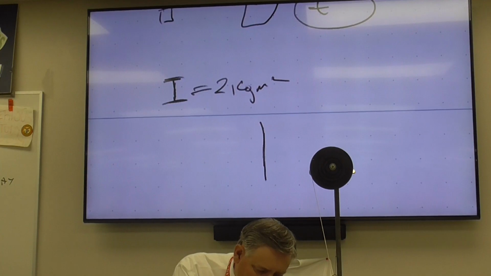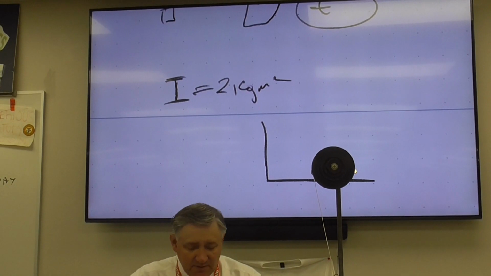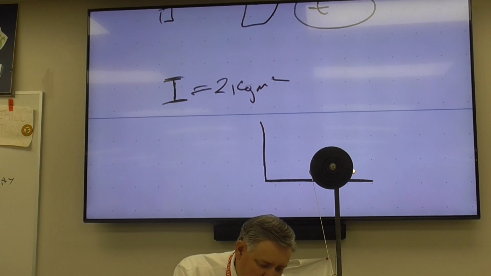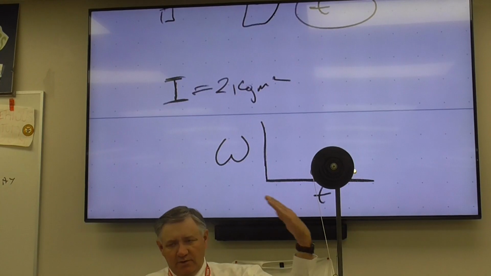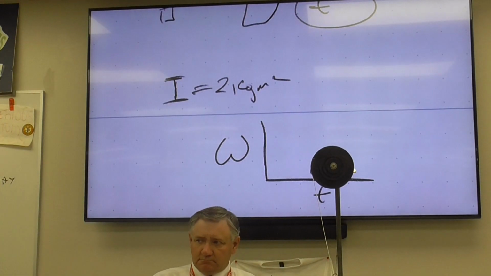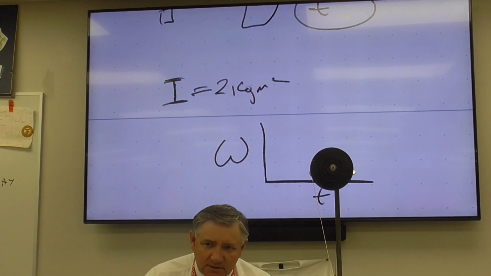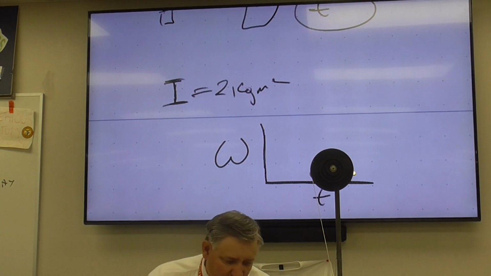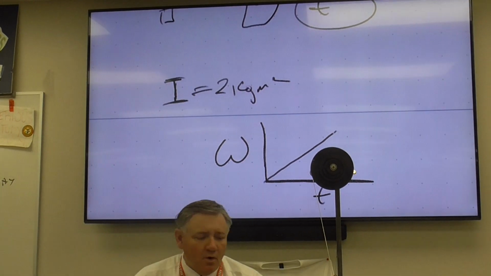So, don't be afraid to analyze problems using different ways to view this. Even though you're not asked to, you could draw this on an omega time graph. Where's it going to start? 0, 0. And it's going to go up like this, okay?